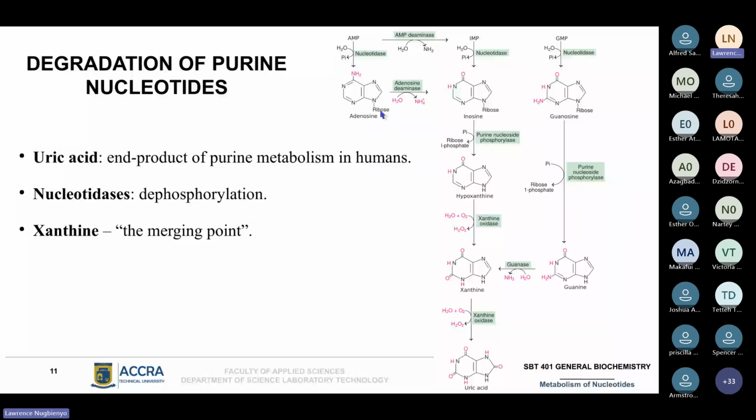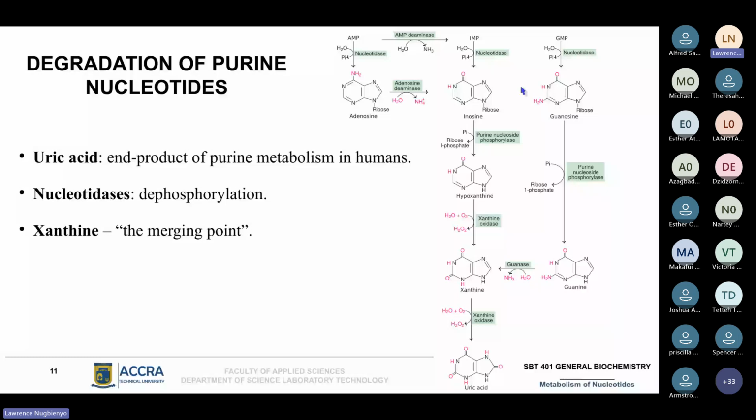The same thing applies to guanosine monophosphate. Dephosphorylation occurs and you are left with guanosine. So from guanosine monophosphate, you now have just guanosine, just the base bound with the ribose. Now, there is a third one here, which is the inosine monophosphate.